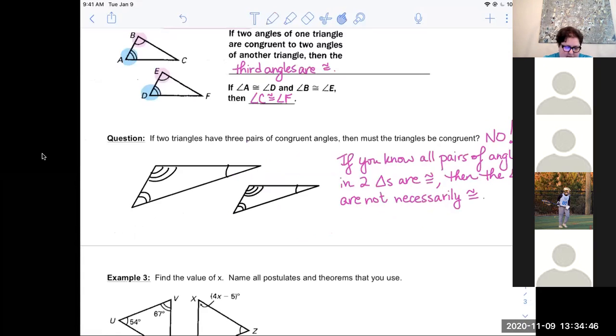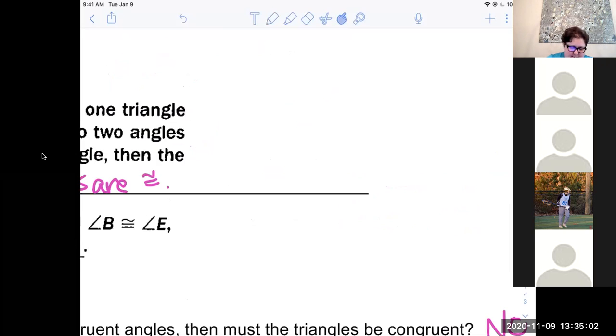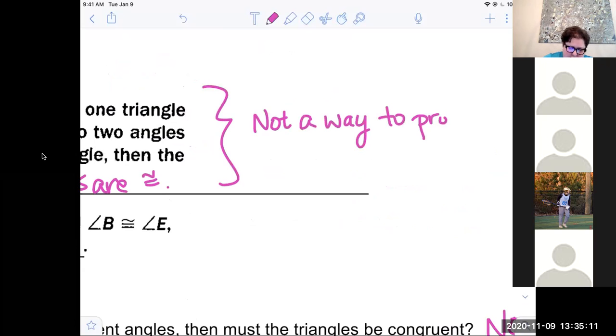Okay, so be careful, because the third angles theorem just says you have two triangles and two pairs of congruent angles. That makes the third angles congruent, so we would know that those are the same. However, the triangles are not necessarily congruent. So be careful with the third angles theorem, because it is not a way to prove that triangles are congruent.